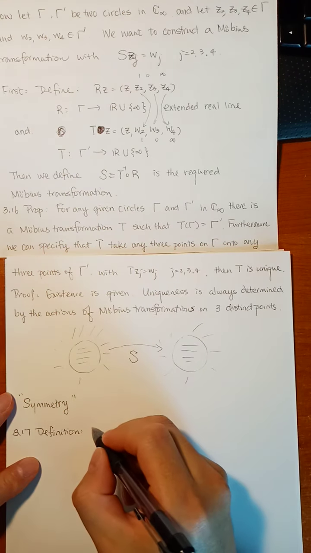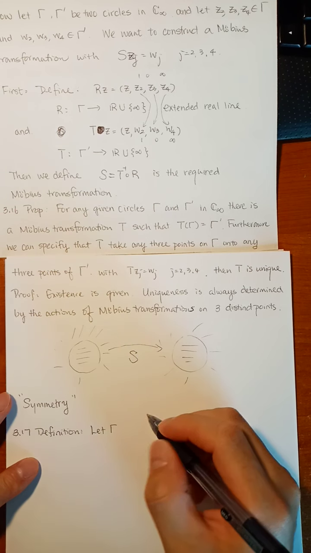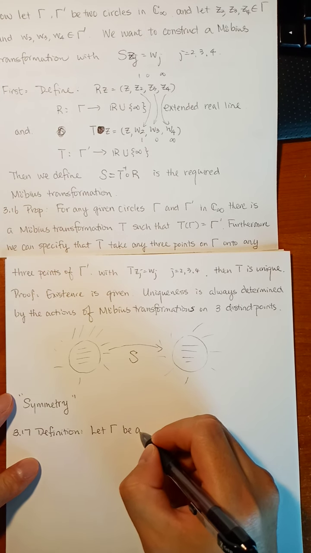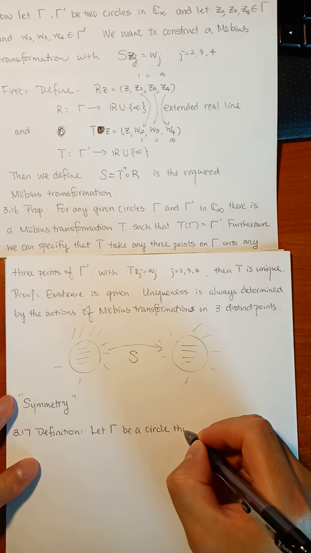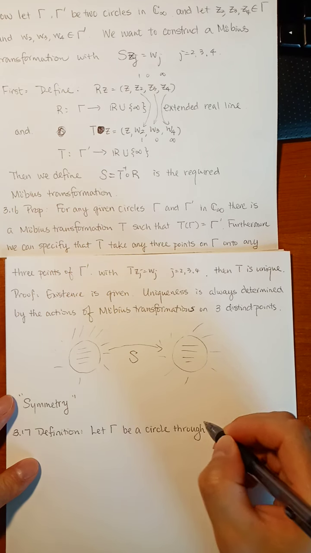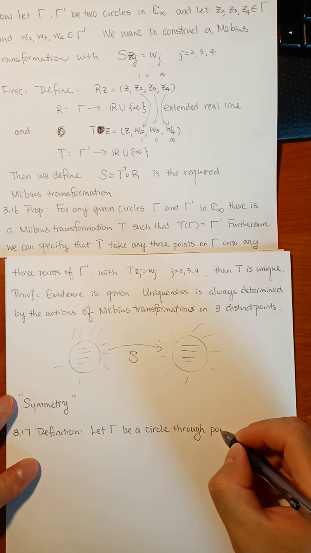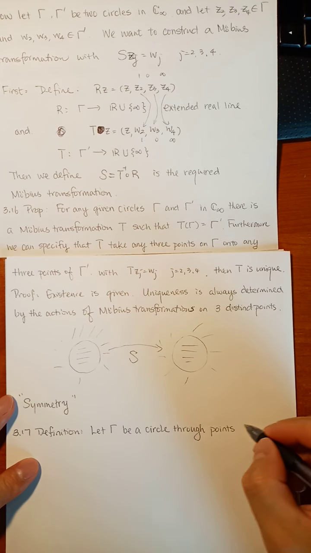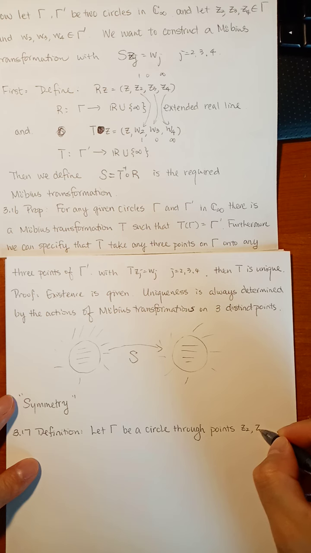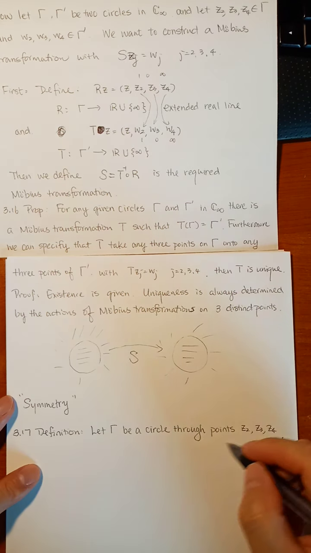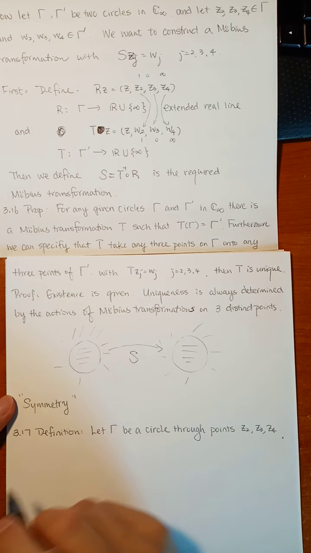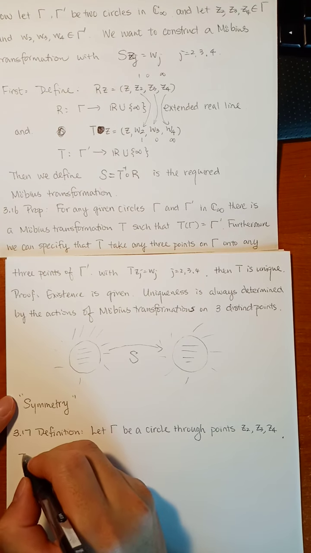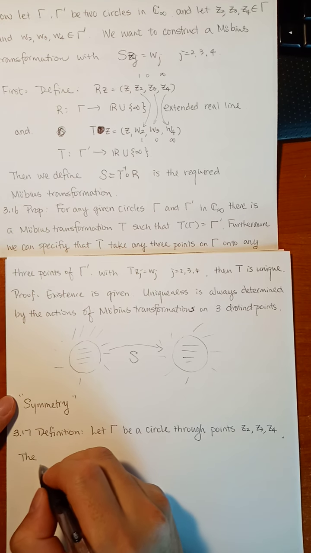The definition says: let gamma be a circle through points z2, z3, z4. Okay, so we have 3 points that determine gamma.